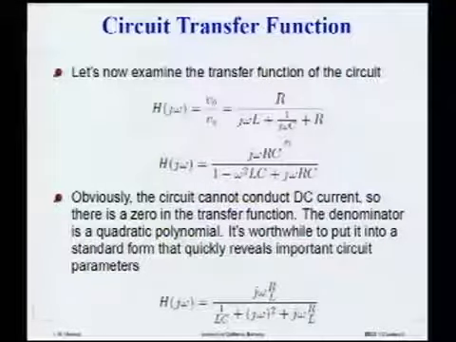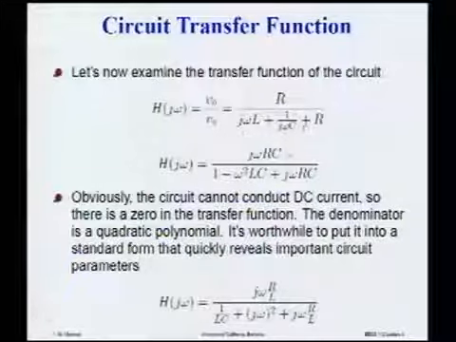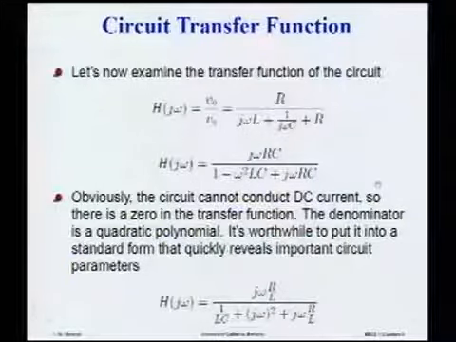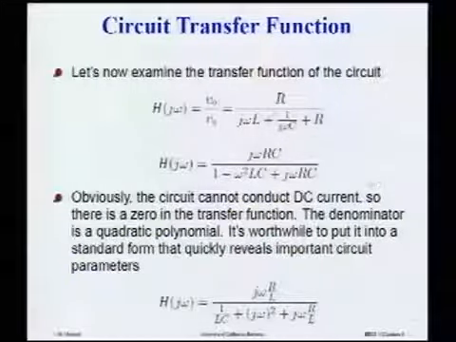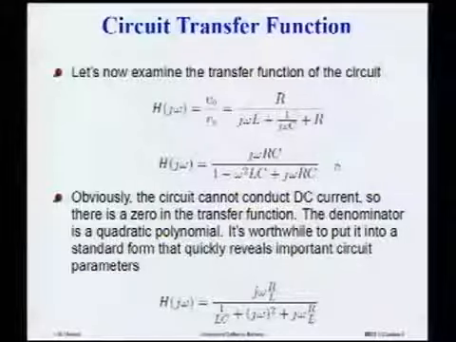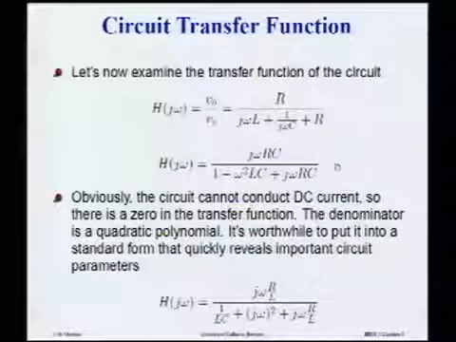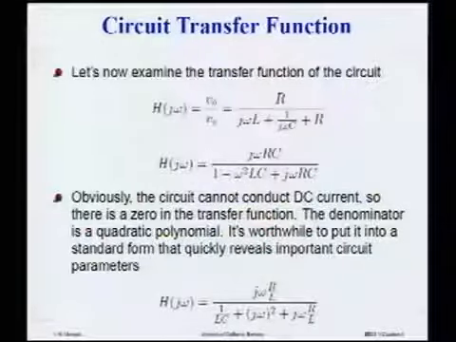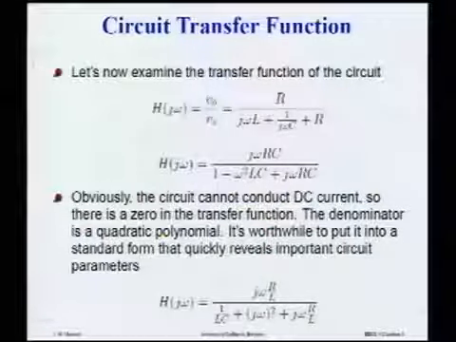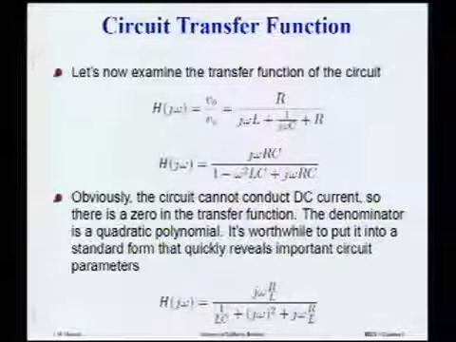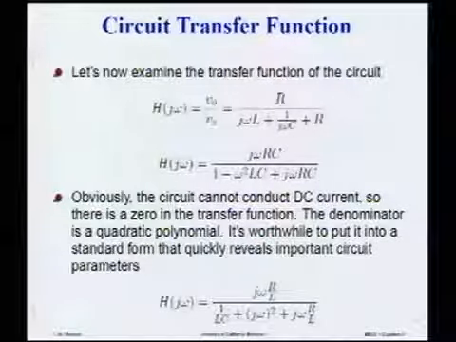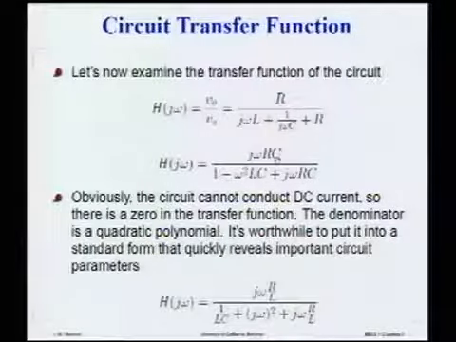And we can multiply numerator and denominator by j omega C, and we have this expression here. Now, does this expression make sense? You always can plug in a certain number of cases which you know to be true intuitively. For instance, you know a series RLC circuit can't conduct current at DC. So clearly the transfer function at DC should be zero. And that's certainly true because there's a zero in the numerator.